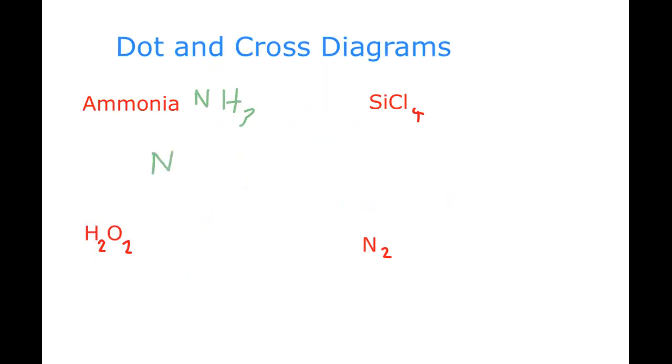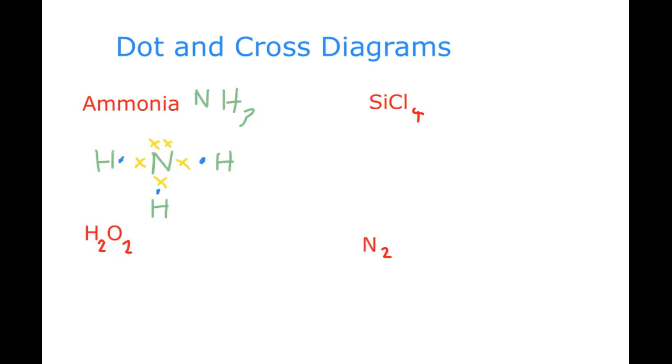Now, nitrogen has 5 electrons in its outer shell. So we'll draw those 5 electrons. This 1, 2, 3, 4, 5. We'll place 3 hydrogen in this manner. Hydrogen has 1 electron. So for that 1 electron, we'll use a dot. This is the structure for ammonia.